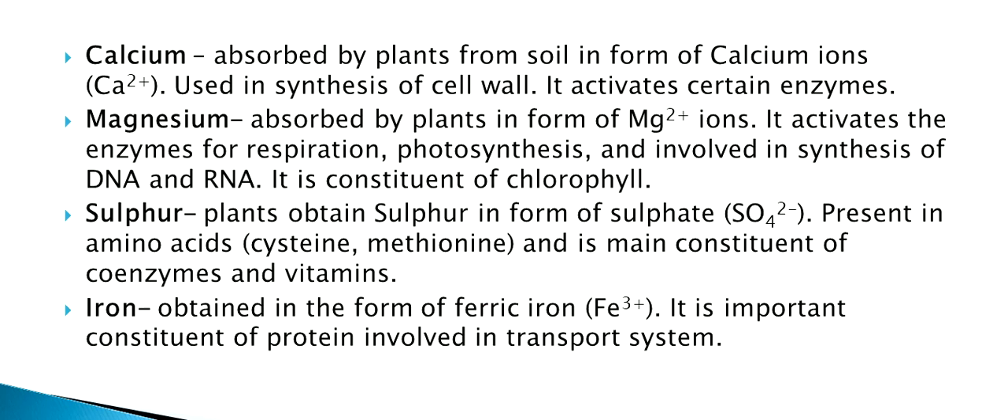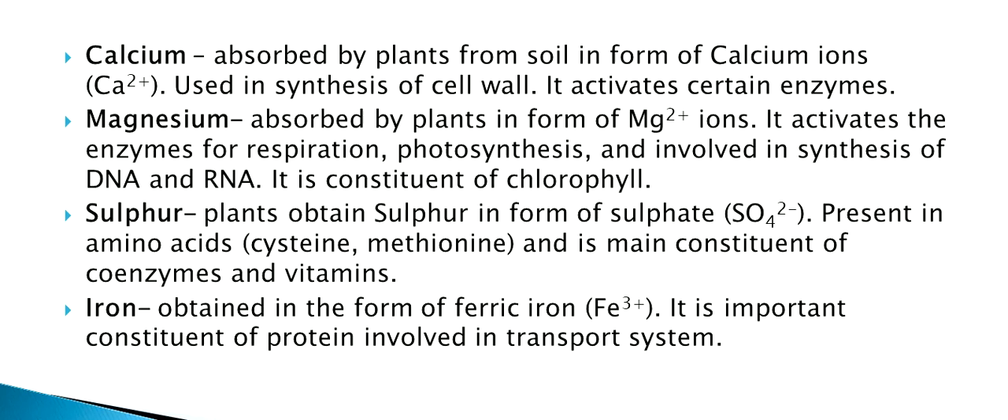Calcium, absorbed by plants from soil in the form of calcium ions, is used in synthesis of cell wall. It activates certain enzymes. Magnesium, absorbed by plants in the form of Mg2+ ions. It activates the enzymes for respiration and photosynthesis and is involved in synthesis of DNA and RNA. It is a constituent of chlorophyll.